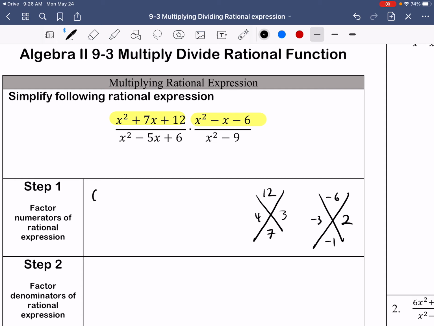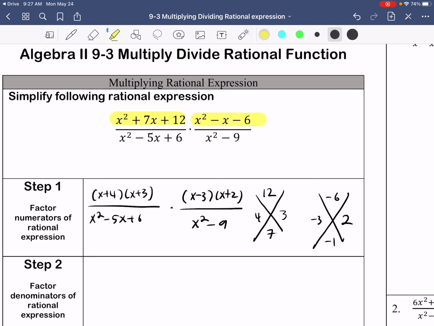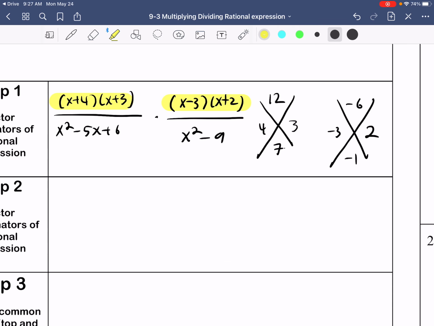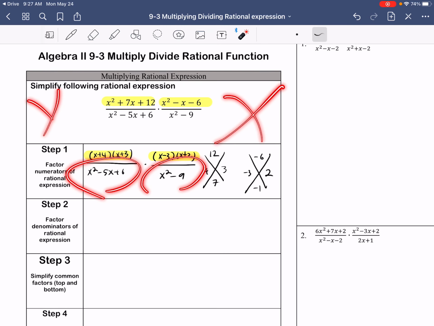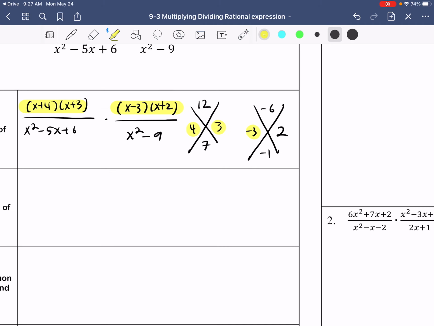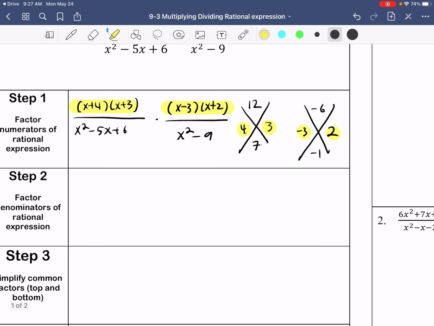So I got this. It's x plus 4, x plus 3 over x squared minus 5x plus 6 times, on the top I have x minus 3, x plus 2 over x squared minus 9. So I factored the top. The reason that I do it step by step is because if you try to factor all 4 of them at once, which you can do, that can be confusing, okay? So if you have a highlighter, it's gonna be better for you to label it like that so that you don't get confused.